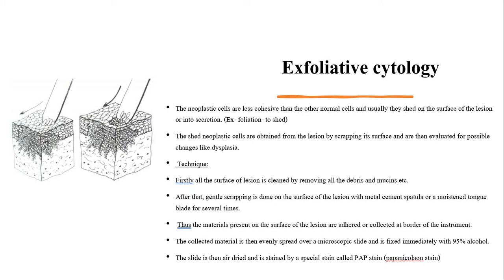Firstly, all the surface of the lesion is cleaned by removing all the debris and mucins. After that, gentle scraping is done on the surface of the lesion with a metal cement spatula or a moistened tongue blade several times. Thus, the materials present on the surface of the lesion are adhered or collected at the border of the instrument. The collected material is then evenly spread over a microscopic slide and is fixed immediately with 95% alcohol. The slide is then air dried and is stained by a special stain called PAP stain.